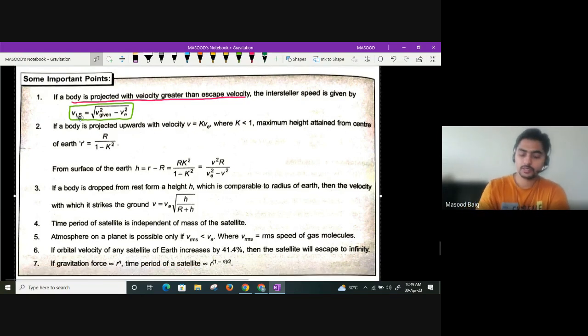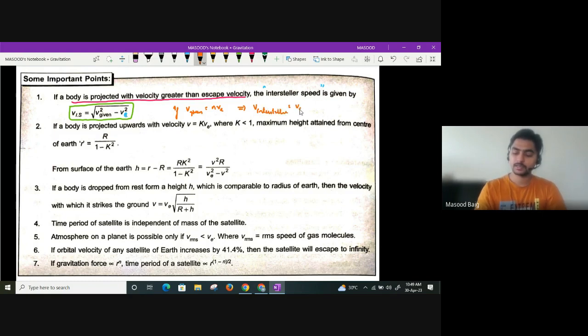Clear? This is very, very important again. If a body is projected with a velocity greater than the escape velocity, it will go to interstellar space and it will move with some speed called as interstellar speed, guys. It is given as under root of the speed of projection square minus this escape speed square, guys. Let us say if the speed of projection, the given speed, is n times the escape speed, then I'll get the interstellar speed as escape speed into under root of n square minus 1. So here n value should be greater than 1, guys.